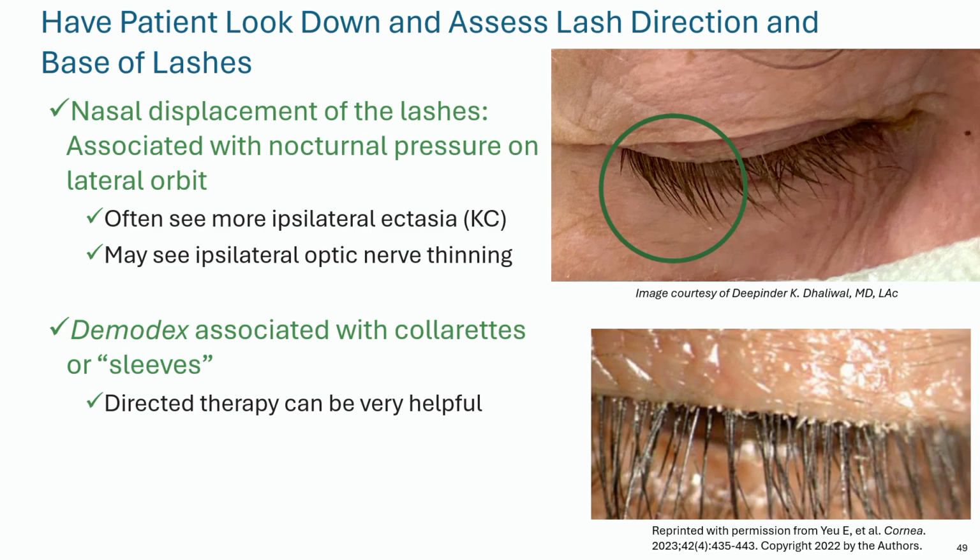You have to look at the base of the lashes of the upper lid. This is absolutely critical in 100% of patients. Why? Because you're going to see the collarettes or sleeves, the cylindrical type of waxy dandruff on their lashes, okay? And this is a sign of Demodex.